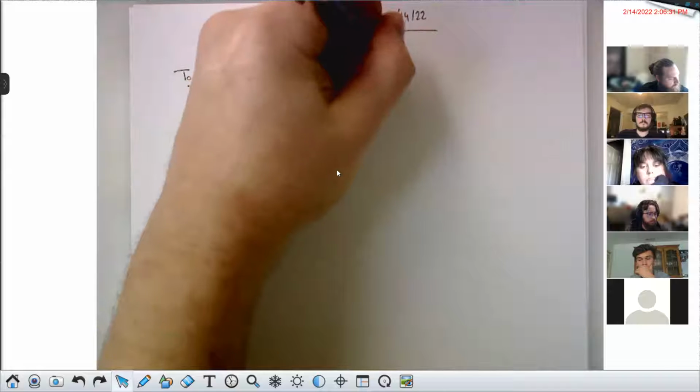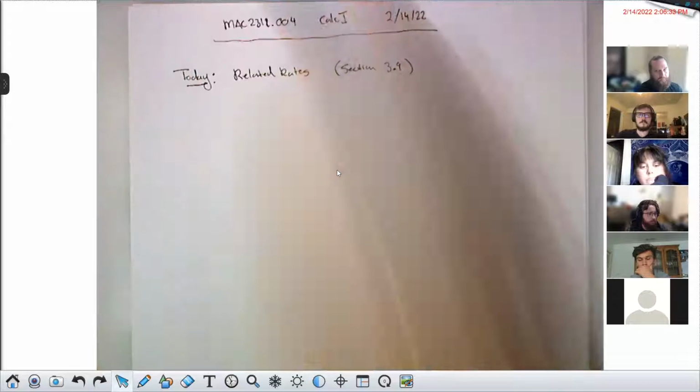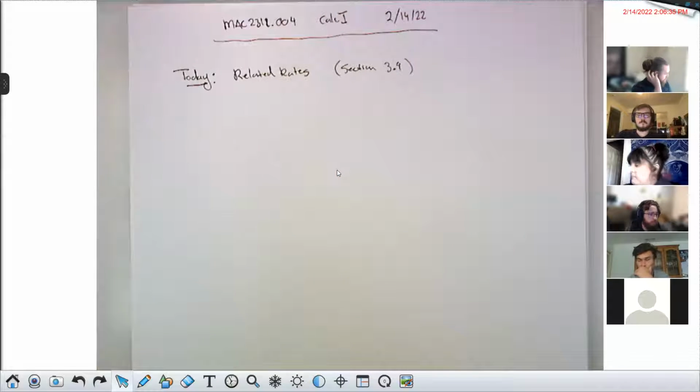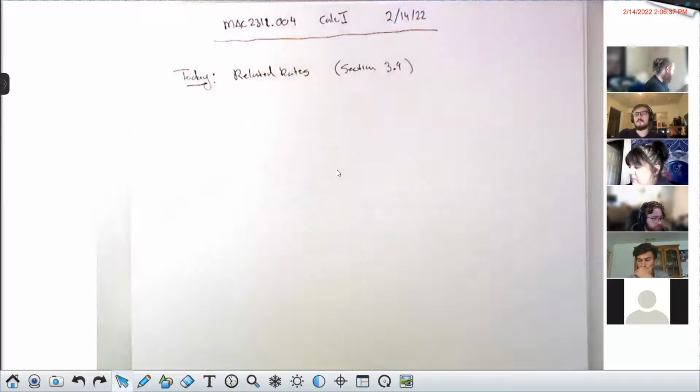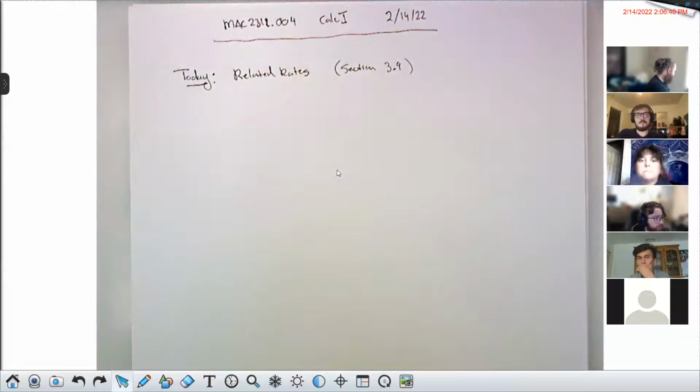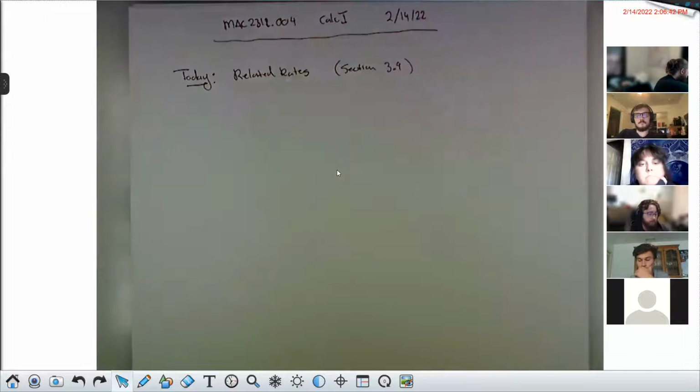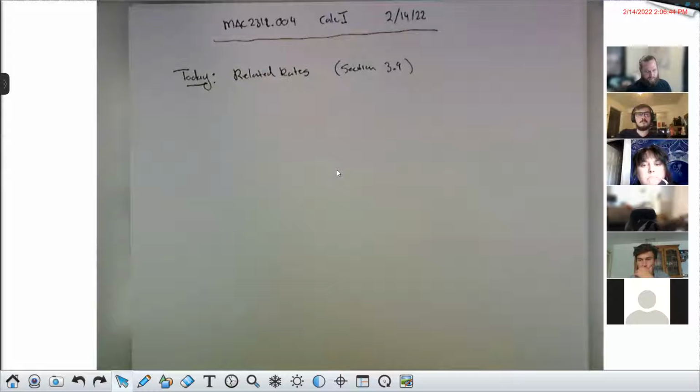But today, we're going to do section 3.9. So a related rate is what it sounds like. It is when you have two different quantities, variables, which are connected through a geometry or algebra relationship. And then you can find how the rate of change for one impacts the rate of change for another.